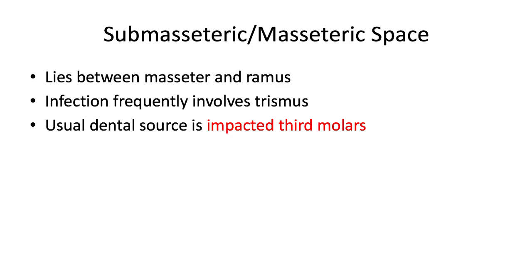The submasseteric space, also called the masseteric space, lies between the masseter and the ramus. Infection in this space frequently involves trismus, this lockjaw. You're not able to open all the way or at all. And the usual dental source is an impacted third molar.